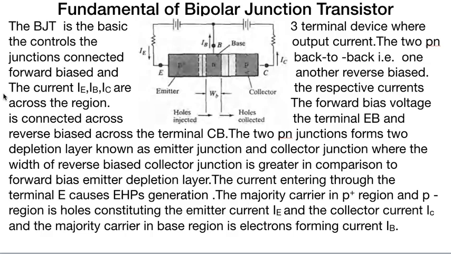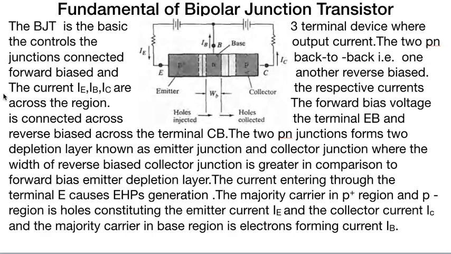The forward bias voltage is connected across the terminals emitter and base, and the reverse bias voltage across the terminals collector and base. The 2 PN junctions form 2 depletion layers, known as the emitter junction and the collector junction, where the width of the reverse biased collector junction is greater in comparison to the forward biased emitter depletion layer.